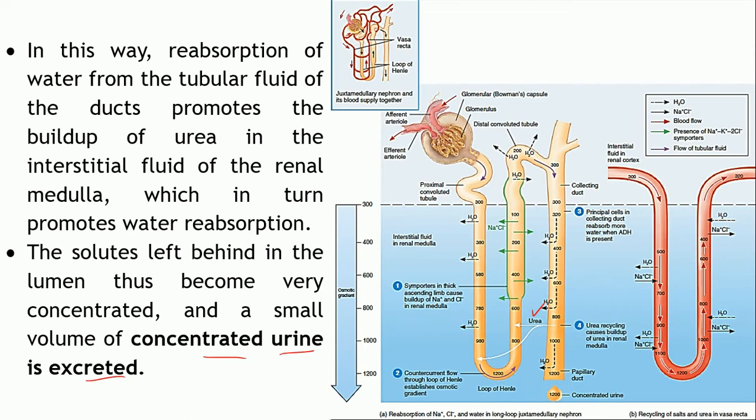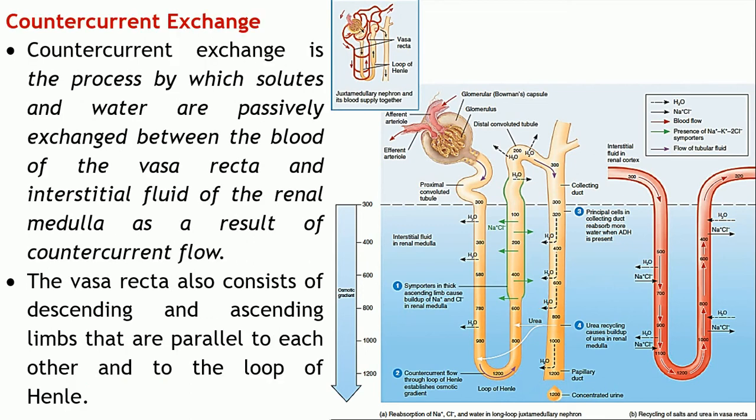Okay, so this is how the countercurrent multiplication will help in maintaining the osmotic gradient, and that's how the concentrated urine will be formed. So it's not ADH alone, but it is the alteration in the osmotic gradient also which is responsible for the formation of the concentrated urine.